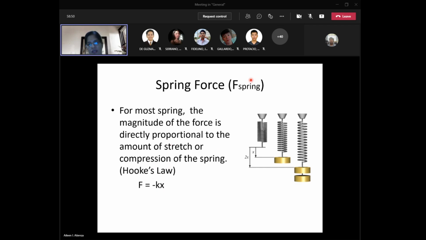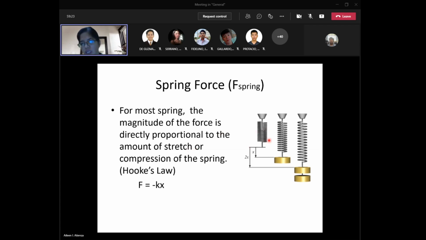Now, to be specific, in having the spring force, as mentioned in our laboratory, we do observe Hooke's law. Okay? So for most springs, the magnitude of the force is directly proportional to the amount of the stretch or the compression of the spring. Okay? That's why in our laboratory, we have values for spring constant and compression constant as well.